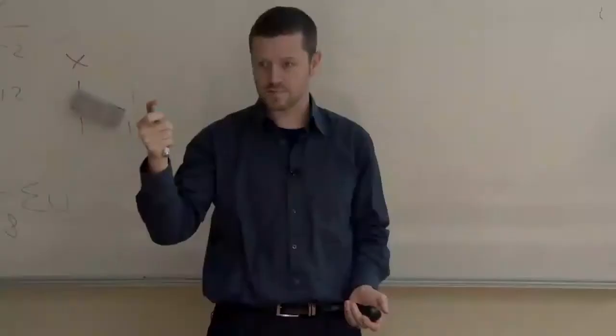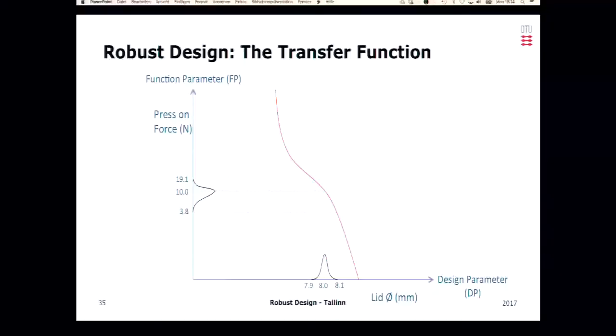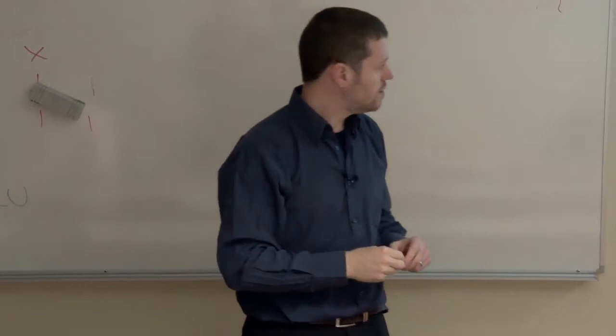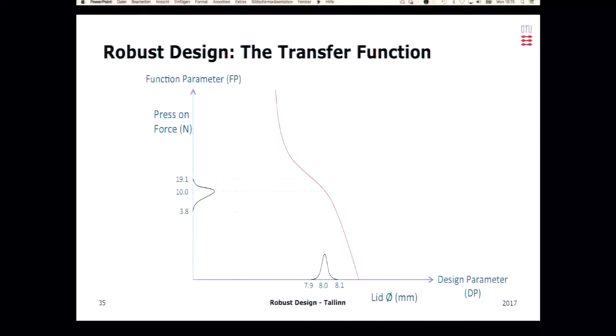We have what's called a transfer function here. So on the vertical axis, we'll have the functional requirement. The functional requirement is the lid needs to have a press-on force of 10 newtons. And on the x-axis, we'll have the design parameter of the component that is varying. In this case, we say the diameter of the lid. Now, what happens here is we dimension this so that 10 newtons will be achieved by an 8-millimeter lid.